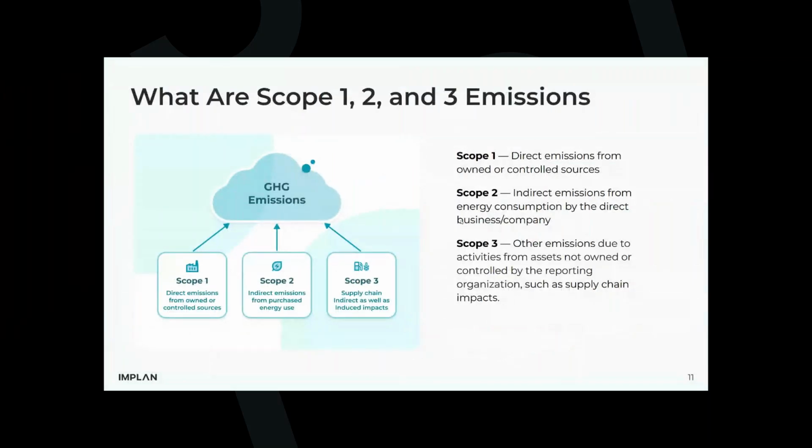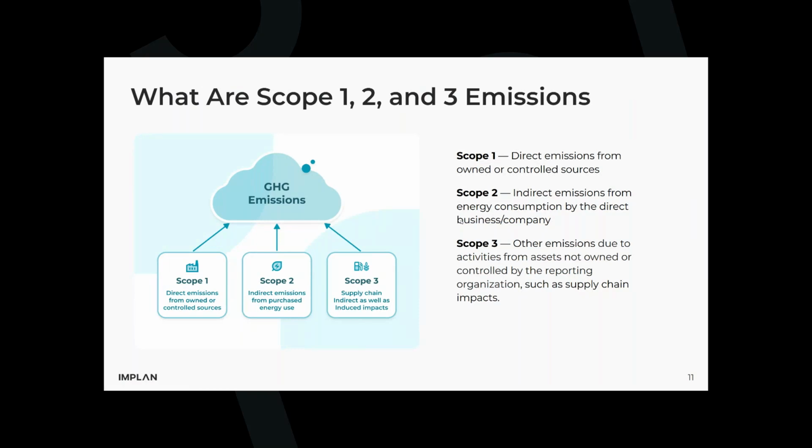So what are Scope 1, 2, and 3 emissions? Scope 1 is the direct emissions from owned or controlled sources. Scope 2 is the indirect emissions from energy consumption by the direct business, company, or organization. Scope 3 is the other emissions due to activities from assets not owned or controlled by the reporting organization, such as their supply chain impacts.